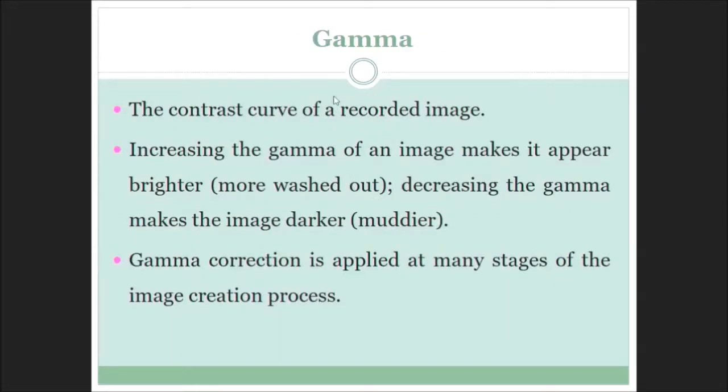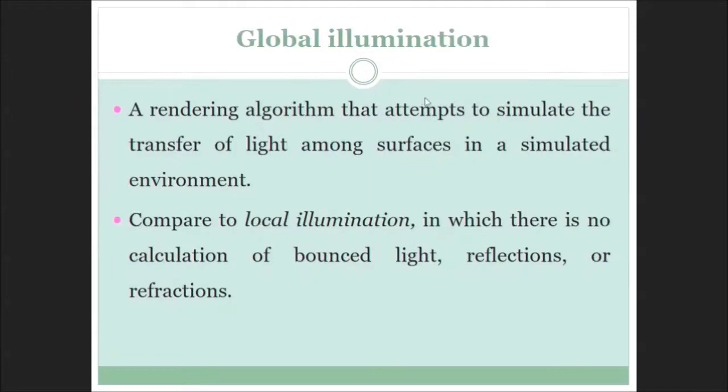Then coming to gamma, the contrast curve of a recorded image. Increasing the gamma of an image makes it appear brighter, that is more washed out, and decreasing the gamma makes it appear darker, that is muddier. The gamma correction is applied at many stages of the image creation process, most profoundly to display on your display devices.